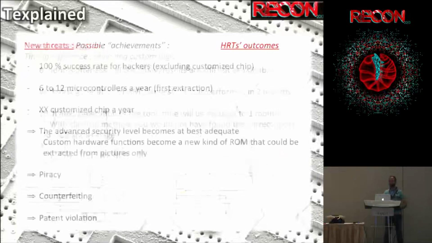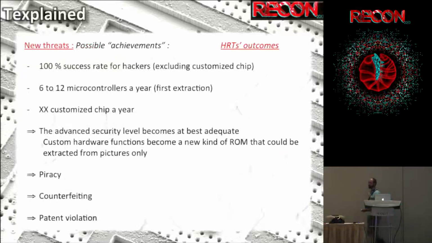So the threat is huge, because with this kind of tool, for hackers, it's a 100% success rate for chips that are now adequate. But the advanced chips just have this custom hardware function on top of the adequate thing. But a custom hardware function is just a pattern of gates put together. And if we think a little bit, a ROM is a pattern of bits that you put together. So what's the difference? There's no more difference. So it means that those bad guys will also be able to look at customized chips. So the advanced security level is becoming adequate, and adequate is becoming trivial.